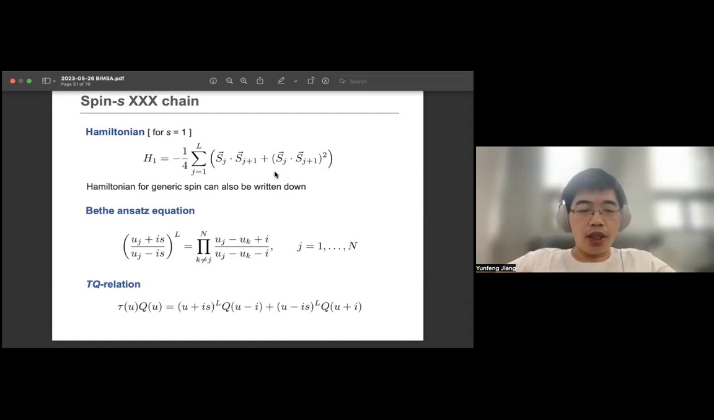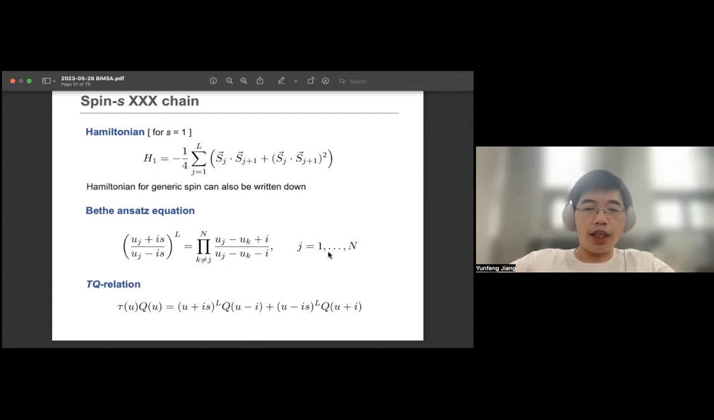Okay, so now the Bethe equation actually takes a very similar form. The right-hand side is the same as the spin 1/2 case, and on the left-hand side you just change 1/2 to S. And there's also a corresponding TQ relation. Again, it's very similar. You just change u plus i divided by 2 to u plus iS, to the power of L. So it seems rather harmless, right? It seems, okay, then the situation should be more or less the same as the spin 1/2 case.